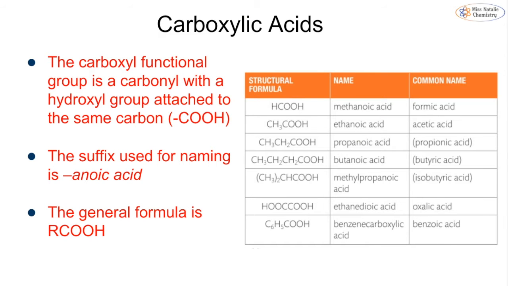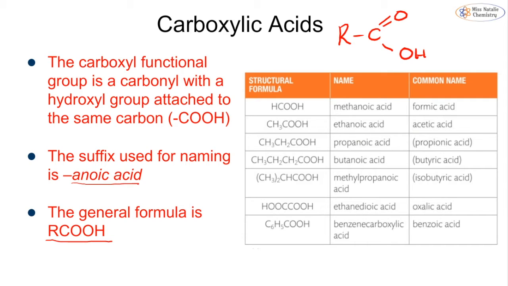So the first thing we need to look at is the functional group. Our carboxyl functional group is a carbonyl with a hydroxyl group also attached to the same carbon. So we have our carbonyl and an OH group attached to it, and that can be attached to any R group. So our general formula is RCOOH. Now the suffix that we use for this is anoic acid. So we have methanoic acid, ethanoic, propanoic, and so on.